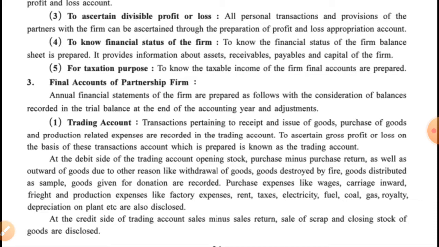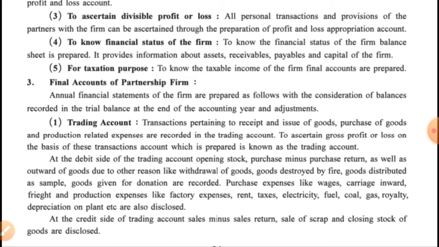At the debit side, what kind of entries will be written? That is opening stock, purchase minus purchase return, minus goods going out in any other way, either goods distributed as sample, goods destroyed by fire, or goods given for donation, and so on. Purchase expenses include wages, carriage inward, freight, and production expenses like factory expenses, rent, taxes, electricity, fuel, and so on. Any of the expenses that are related to production are included in the trading account.